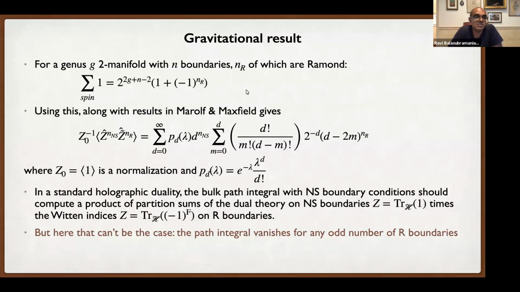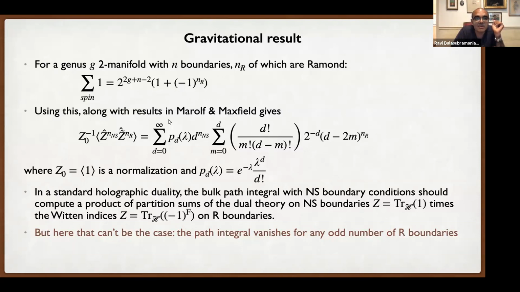You find the answer that the correlation function we just talked about, in the Hartle-Hawking vacuum, of operators that create ns NS boundaries and nr Ramond boundaries takes the following form. Okay, this is a bit complicated, but that's the answer for the bulk gravitational path integral.